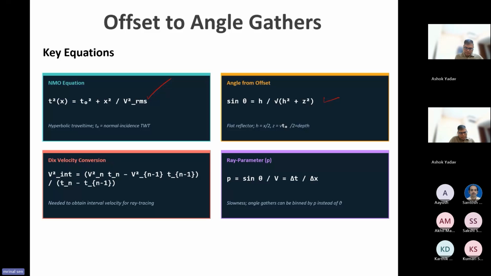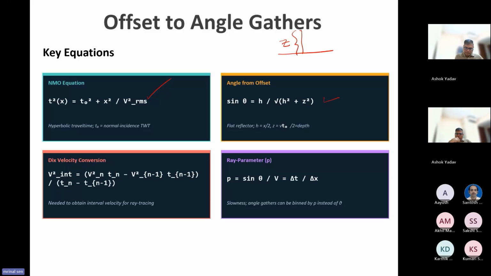Because to know the angle, you have to know the depth of the reflector, right? And this depth is not known. What we have is time. And time and velocity, these two combined can give you the depth, right? So we have to know what the velocity is. And the easy way, not necessarily the correct way, of getting this is using RMS to interval using the Dix equation. And once you get the depth, you can get the angle, okay?